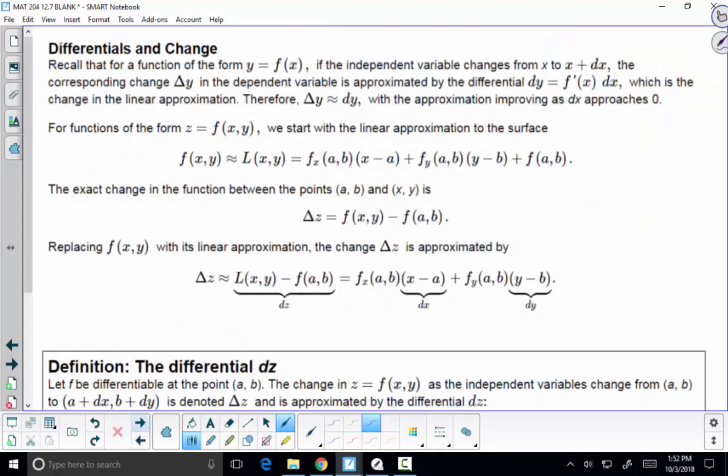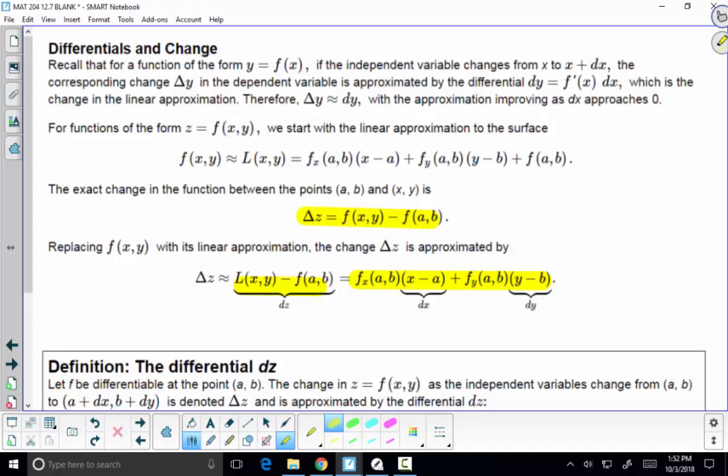There's a lot of writing here. Don't write any of it down. This is just words for what I just said. Delta z is the true change along the surface. It's taking the change in two function values on the surface, so it's an exact change. The linear approximation we just looked at is the change along the tangent line. That's dz, the change along the tangent line.